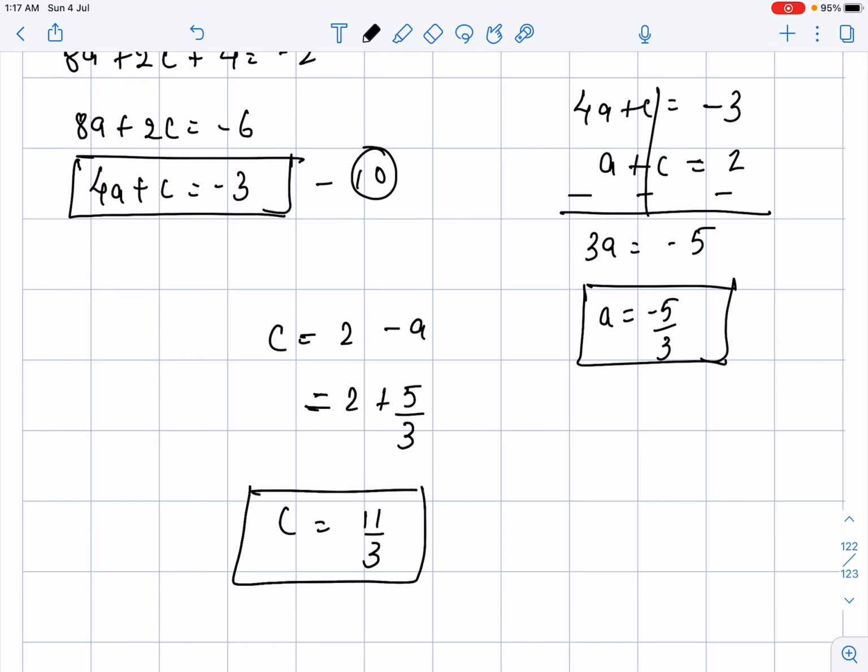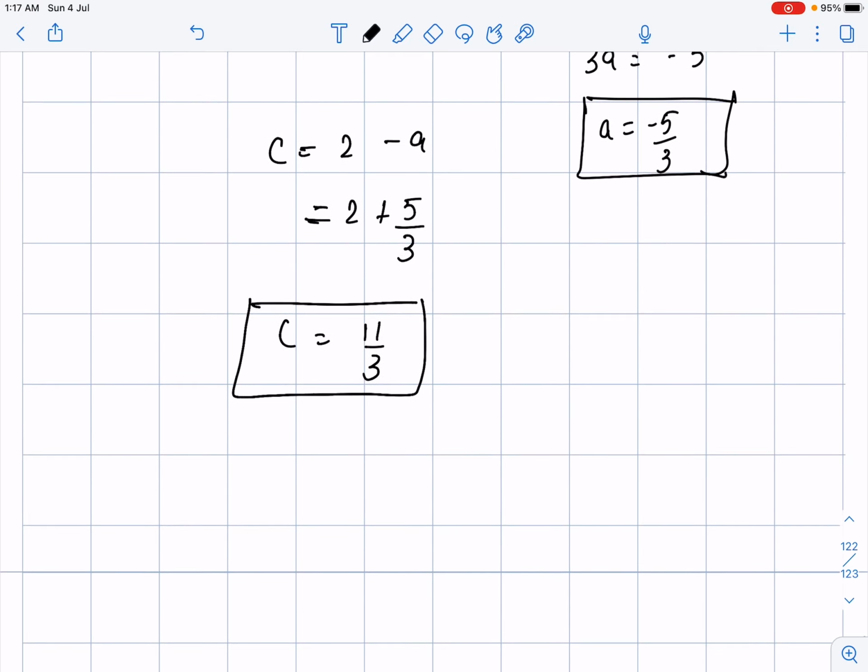Now I got the value of a, I got the value of b, I got the value of c, I got the value of d. So f of x will be minus 5 by 3 times x cube. The value of b is what?